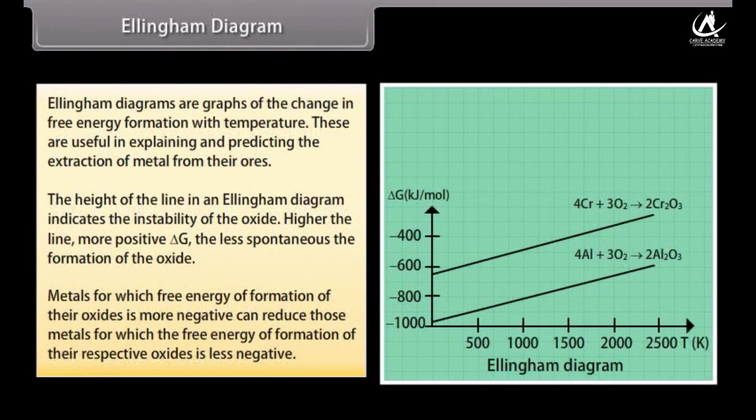Metals for which the free energy of formation of their oxides is more negative can reduce those metals for which the free energy of formation of their respective oxides is less negative.